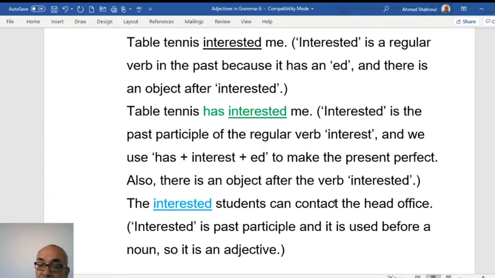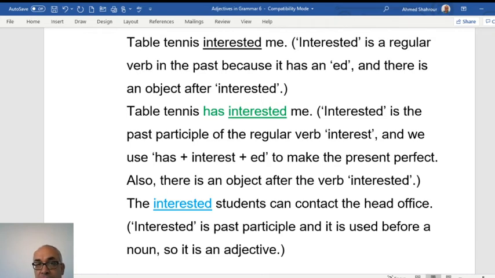The interested students can contact the office. Interested is past participle, and it is used before a noun. So it is an adjective. So you can read this or write it down and watch it until you can see the difference. So as I said, this has got ed, this has got ed. Here interested is one word and it is a verb. Here two words make one verb, and this verb is present perfect. And here interested is not a verb. Well, it is the past participle of the verb interest, but interested is an adjective for students.